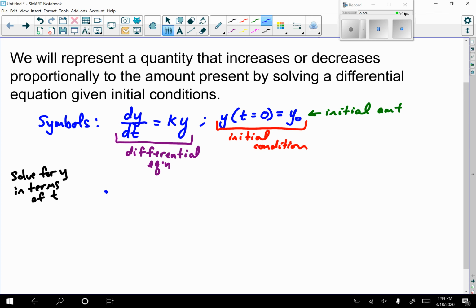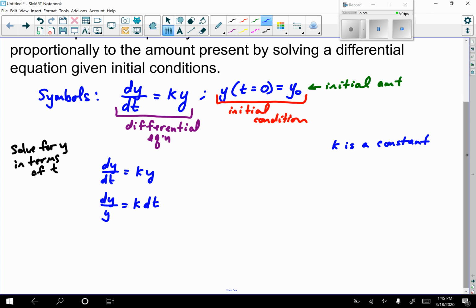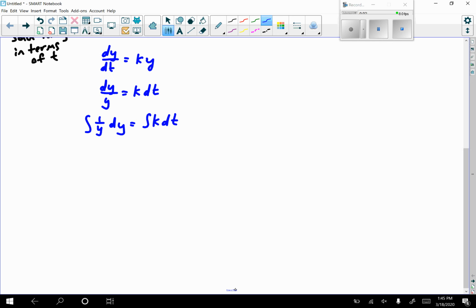All right, so I'm going to start with dy over dt is equal to ky. I'm going to use a separation of variables, so I'm going to have dy over y is equal to k dt. Keep in mind, k is a constant. I don't have an x value, and that's okay. I'm going to take the integral of each side. This is 1 over y dy, integral of k dt. Rather than x, I meant to say we don't have a variable t over here.